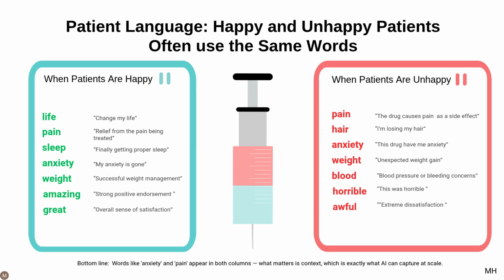A positive review might say the medication will relieve pain or reduce anxiety, while a negative review might describe the same issues as side effects caused by the drug. This highlights the limitation of looking at keywords alone. The same word can have very different meaning depending on how it's used. That's where AI becomes useful. Instead of simply counting words, AI can understand context and summarize what patients are actually saying at scale across thousands of reviews.